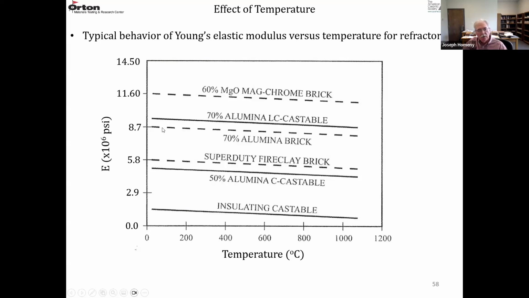So these are all decreasing 10 to 20% in this temperature range. So that's pretty typical of how the modulus will vary with temperature.